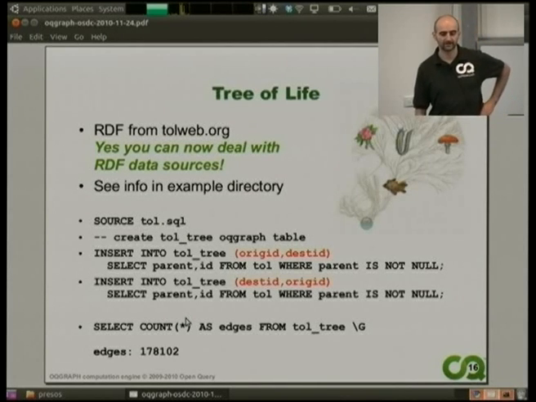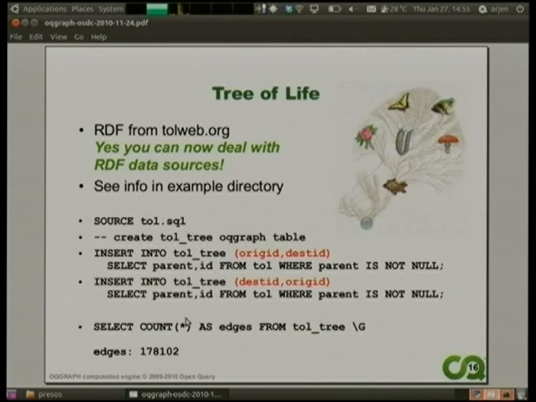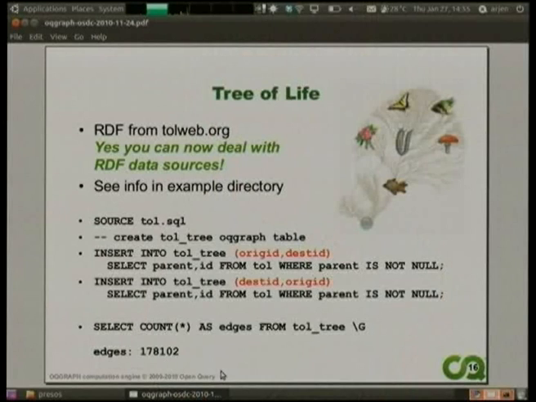Or you can use some RDF data. Why not? And this was one of the simplest yet fun, reasonably sized data sets. It's somewhere between 89,000 and 92,000 entries. It's a tree. We want to walk it in any direction, so I insert it twice with reverse links, so you end up with 178,000 edges. Okay? So we insert that twice.